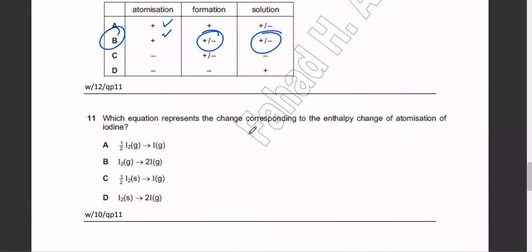As the next one, which one of them is the enthalpy change of atomization of iodine? C. Okay, it is C. You're going to make 1 mole of gaseous atoms from its element. And the element is I2 and it's solid. It's blue-black crystals. So this is C.